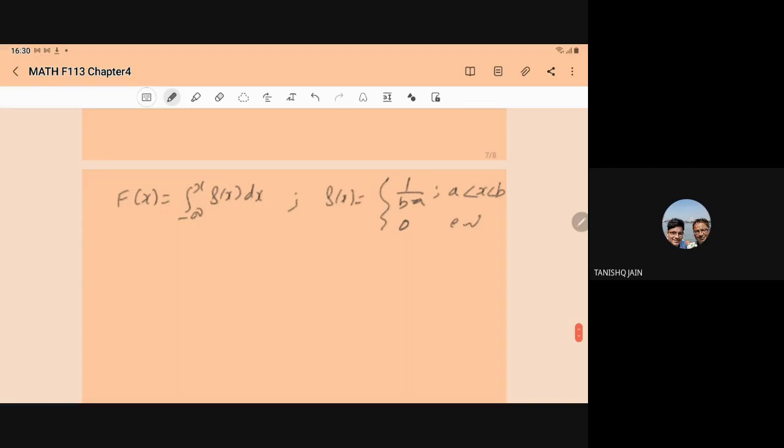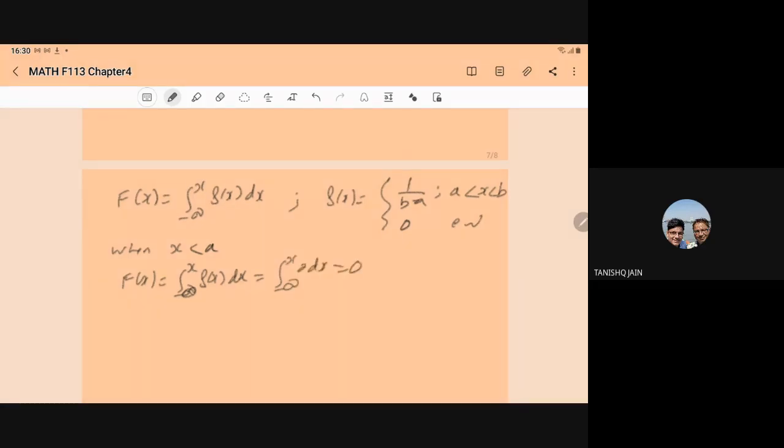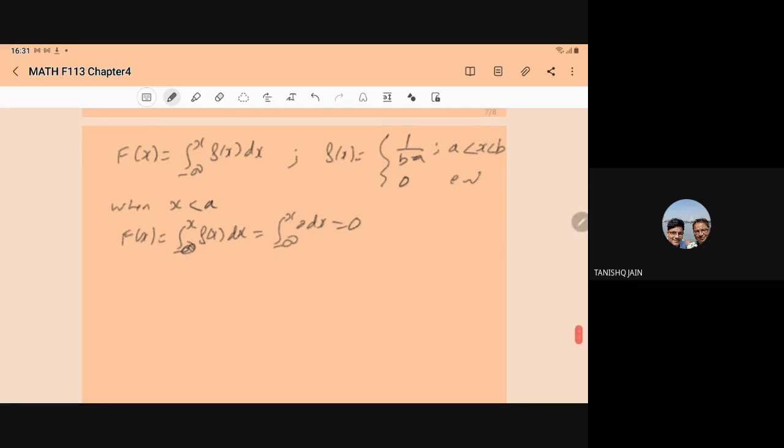So when x is less than a, it will become Fx is equal to minus infinity to x fx into dx. So minus infinity to x 0 dx, that is 0. That is 0.